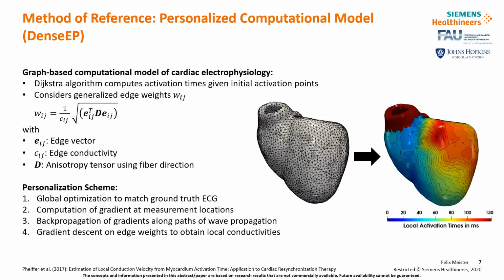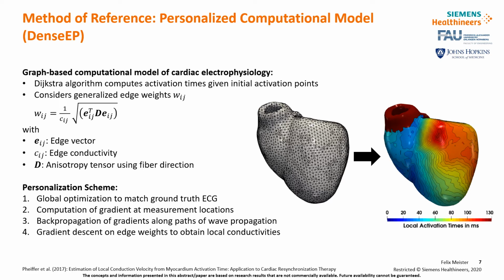As a method of reference, we chose a graph-based computation model of cardiac electrophysiology, which we denote as DenseP. Vertex-wise activation times are computed by the Dijkstra algorithm with edge-wise costs that consider the fiber direction and tissue conductivities. We personalize the model to the sparse measurements using a scheme that is inspired by neural networks.